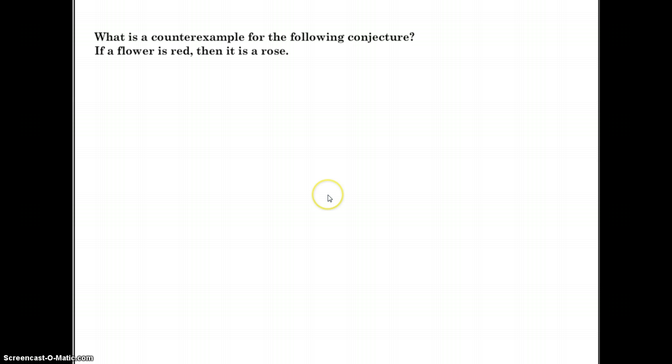And last one, what is a counterexample to the following conjecture? If a flower is red, then it's a rose. So, am I looking for a yellow rose? Is that what I'm looking for? No, I want another red flower that's not a rose. So maybe a lily or something like that that would be red.